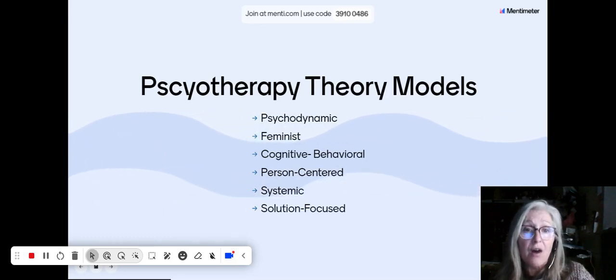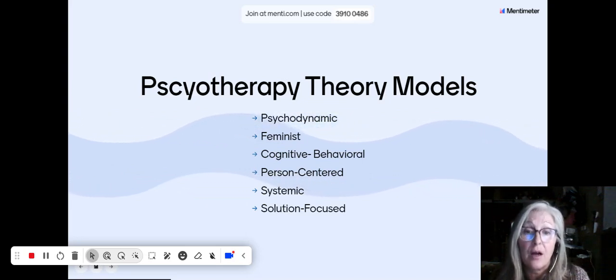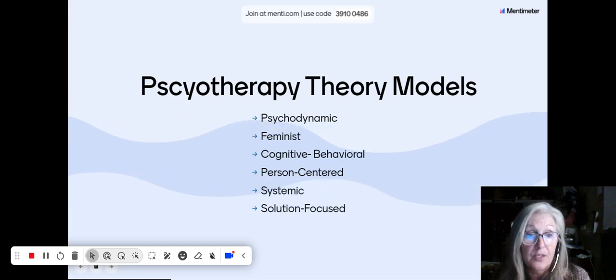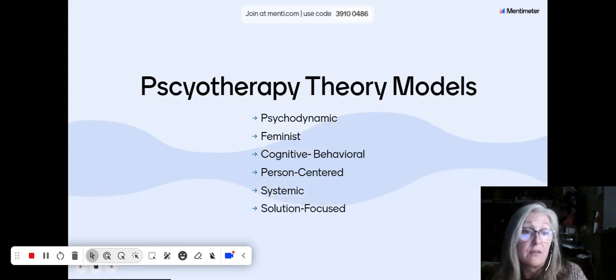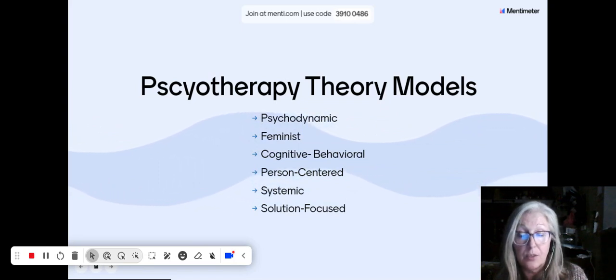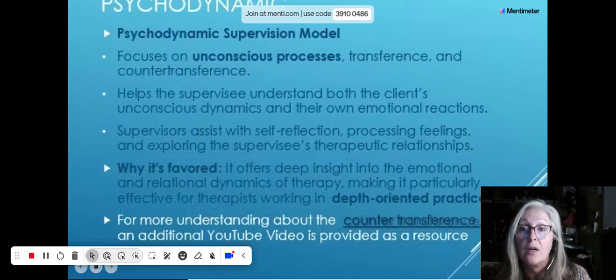We're going to start off with the theory models, which are psychodynamic, feminist, cognitive behavioral, person-centered, systemic, and solution-focused. Again, all these theories decided to have their own set of clinical supervision theories as an extension of their own models. We're going to start with the psychodynamic model.